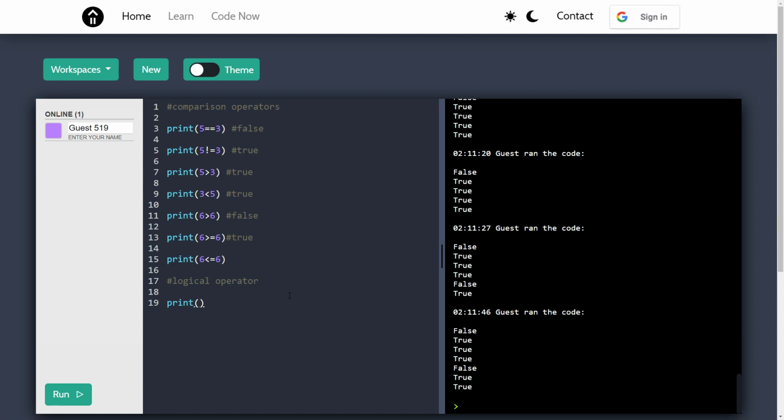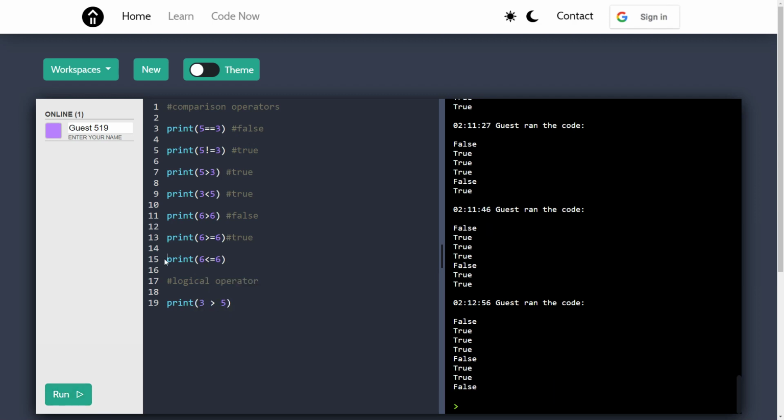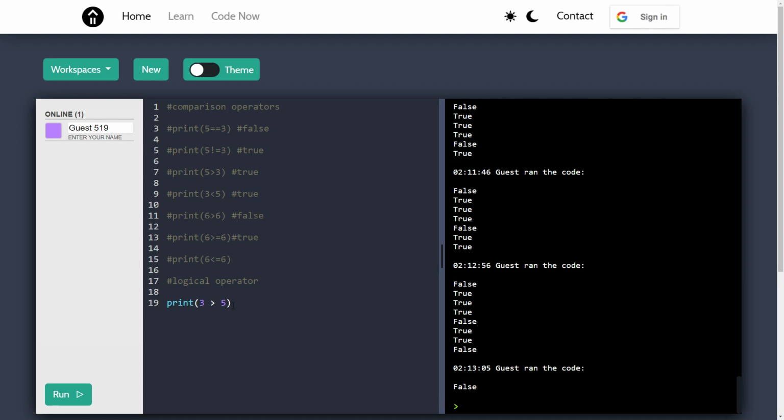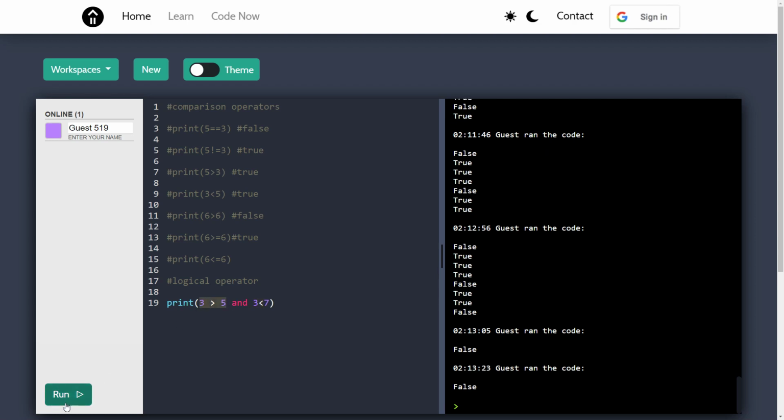we could say, alright, is 3 greater than 5? Alright, this should output. I'm actually going to comment all of these out so it's not as hard to see. We're going to print 3 is greater than 5. False, right? Okay. And we can use the and, and we can do 3 is less than 7. So this is true and this is false. So this is false. Okay.